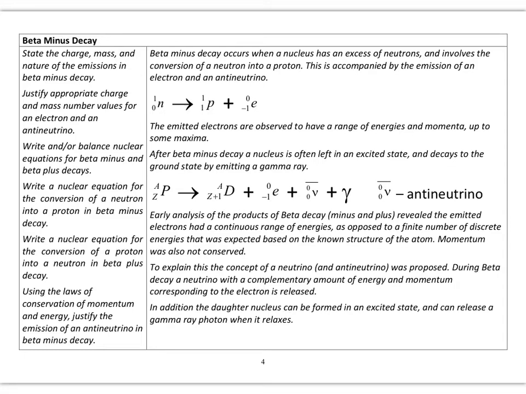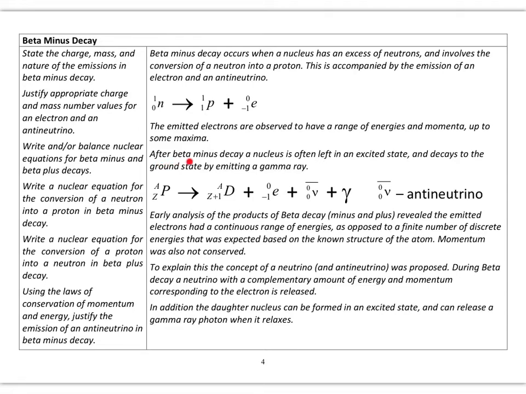When scientists first started studying beta minus decay, they maybe expected, in the same way that the alpha particle has discrete energies that correspond to energy level differences between the parent and daughter nucleus, to see the same here. They found that they had a whole range of energies and momentum up to some maximum. And this had some important implications, and we're going to explore those in 1 second.